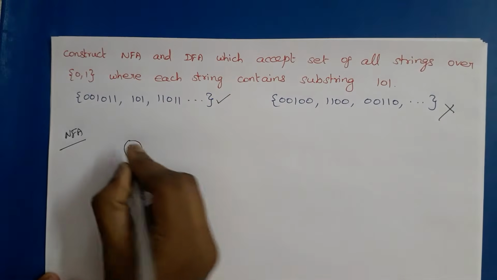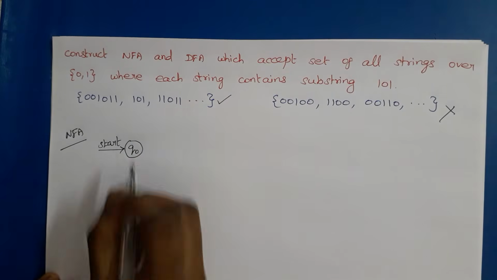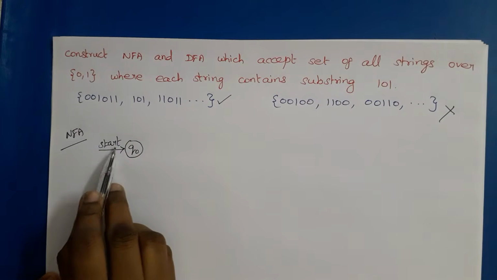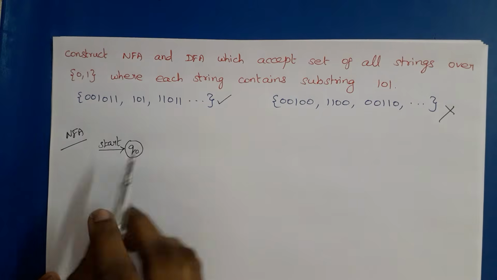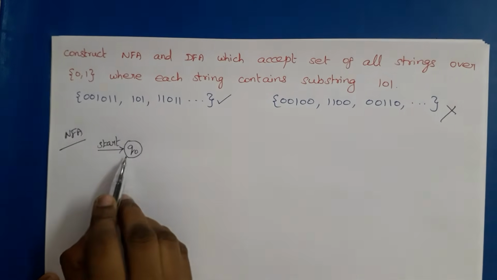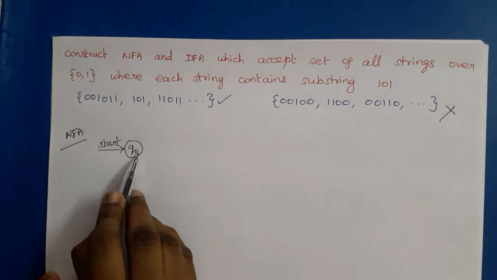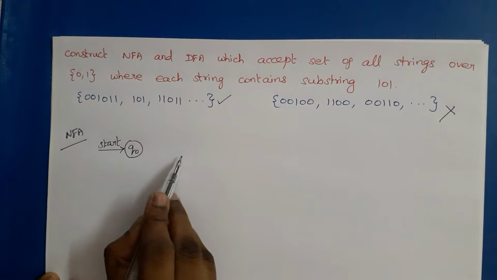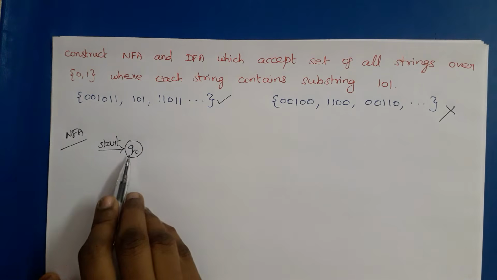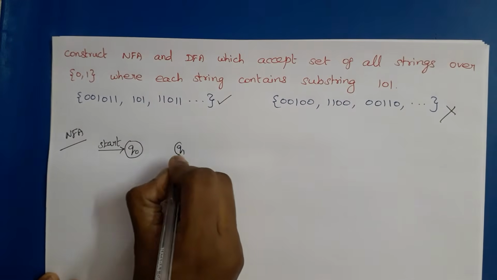Let us assume that Q0 is the start state of the NFA. The start state is represented by an arrow labeled start. Then the condition is that 101 is a substring. So in Q0, if 1 is the input symbol, it has to change the state from Q0 to Q1, because we need to reach the final state.